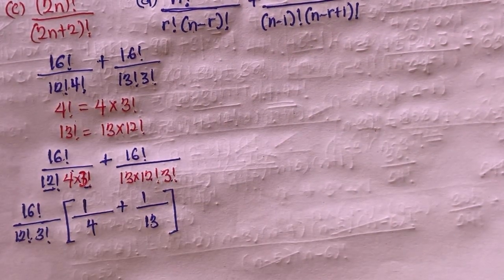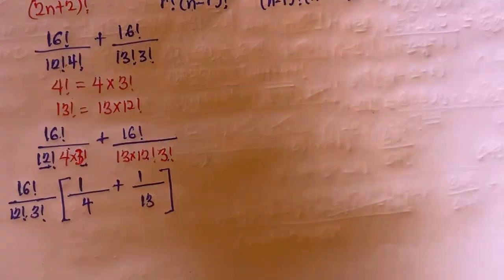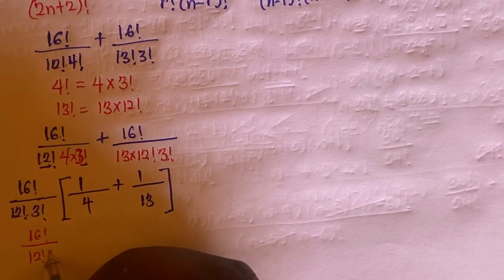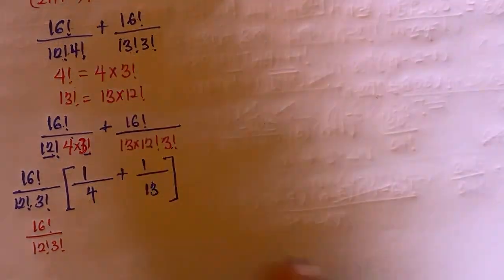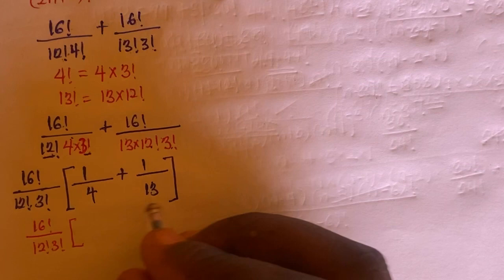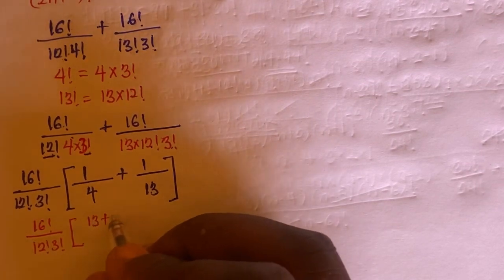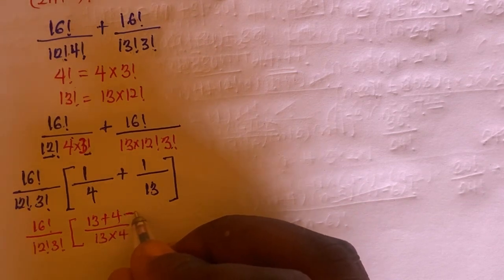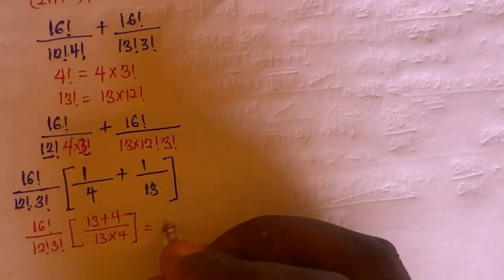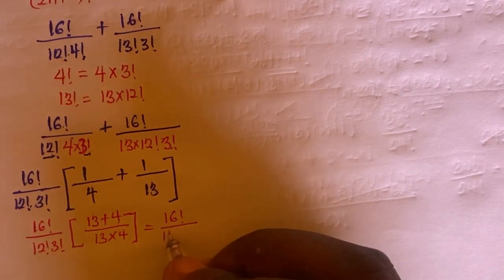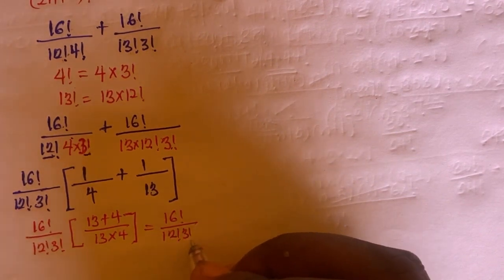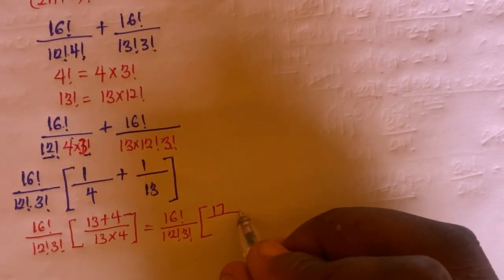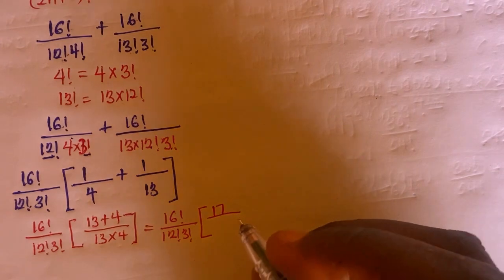Don't forget we are asked to simplify, we are not asked to solve. So now I have 16 factorial divided by 12 factorial times 3 factorial, and then if I find the LCM, I'm going to have 13 plus 4 divided by 13 multiplied by 4. Exactly. So I'm left with 16 factorial divided by 12 factorial times 3 factorial, in brackets, 13 plus 4, that's 17, divided by 13 multiplied by 4.